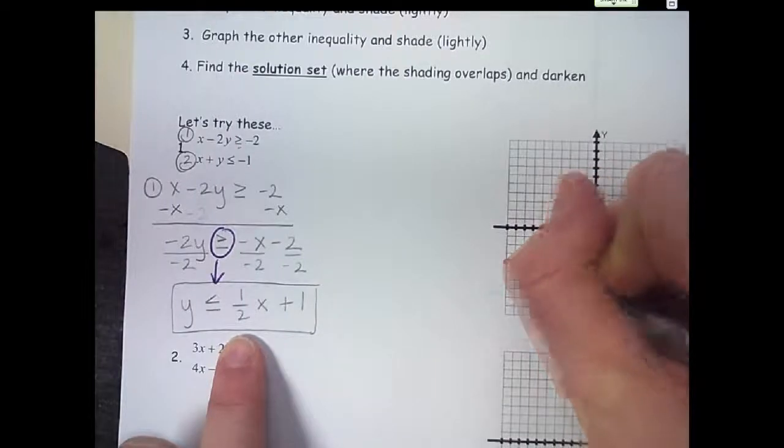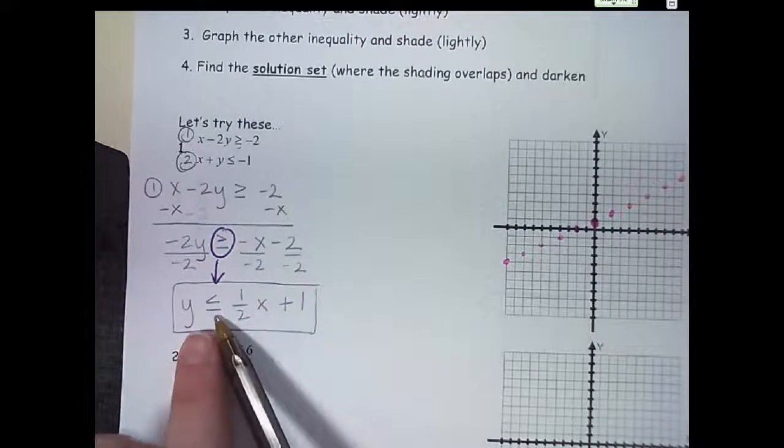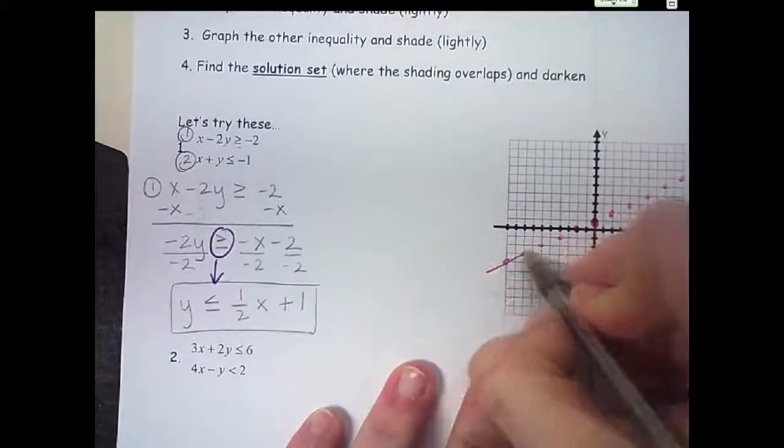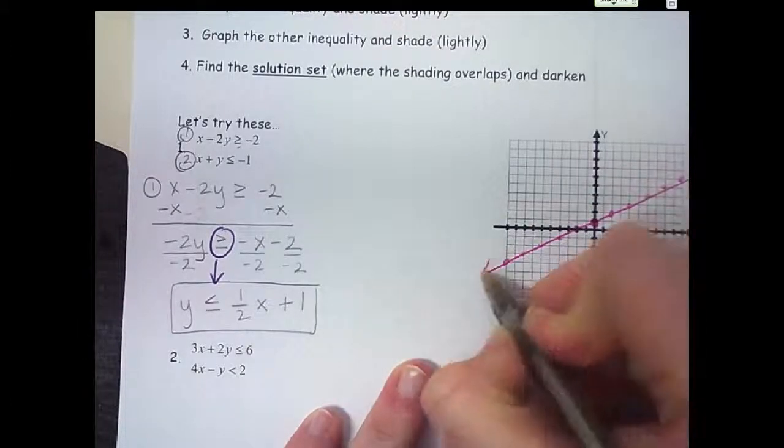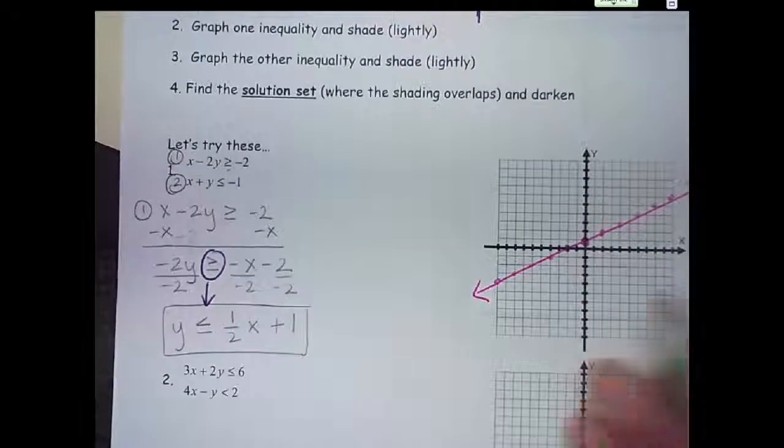Remember with inequality, you have to look at, is it a solid line or a dashed line? So what is this one? Solid. It is solid because of the equal sign. So solid line. Okay, some of you are really good with the shading. I want to show you another way to figure out the shading. I just don't like it as much, but I still want to show you.